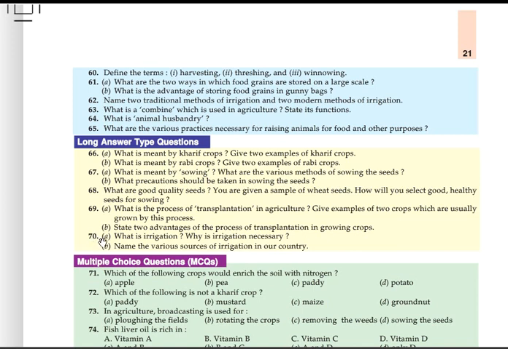Question number 70 is your homework. What is irrigation and why is irrigation necessary? The second question is: name the various sources of irrigation in our country.